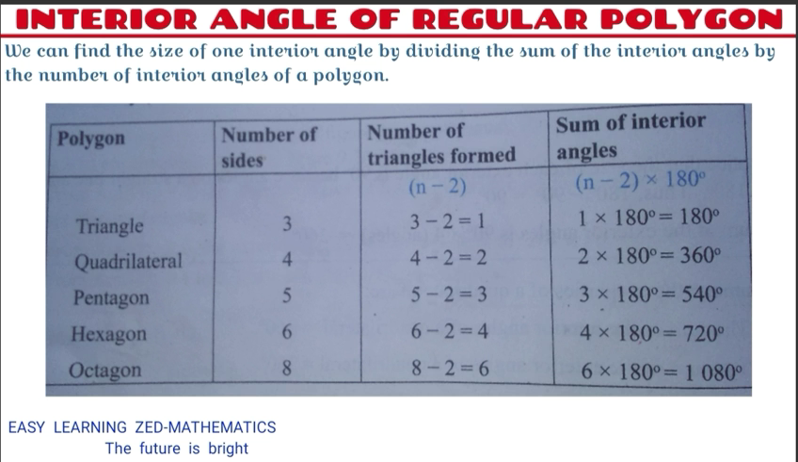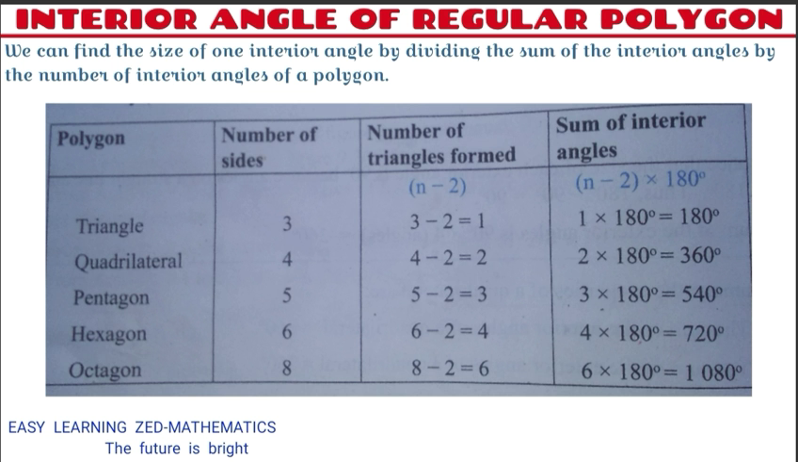You can also use this table to know the sum of interior angles of different polygons. A triangle has the sum of interior angles, which is 180 degrees. A quadrilateral has a sum of 360 degrees. A pentagon has a sum of 540 degrees, and the hexagon has the sum of 720 degrees. Octagon has the sum of 1080 degrees.